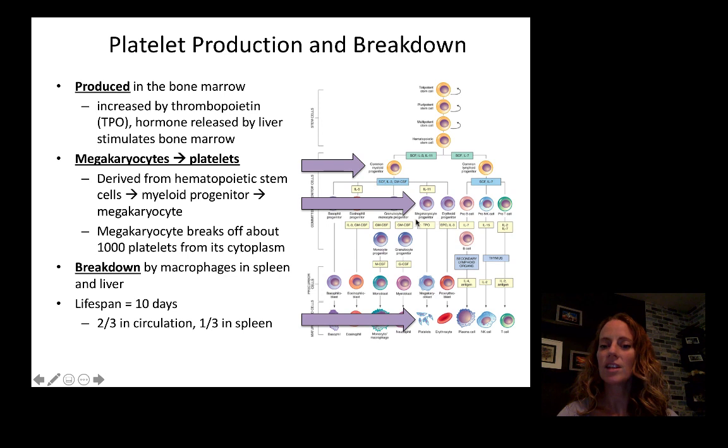Platelet production is increased by the hormone thrombopoietin, TPO, which is released by the liver and stimulates the bone marrow. Platelets are broken down by macrophages in the spleen and the liver, and they have a lifespan of about 10 days. Overall, about 2/3 of the total platelets are in circulation, and about 1/3 are in the spleen. But you can see sequestration of platelets under various conditions, and your hematologist will talk you through that.